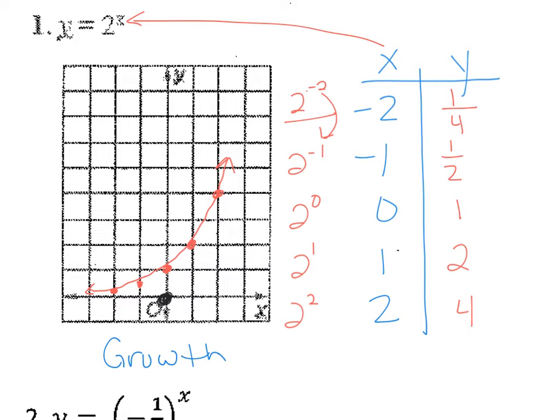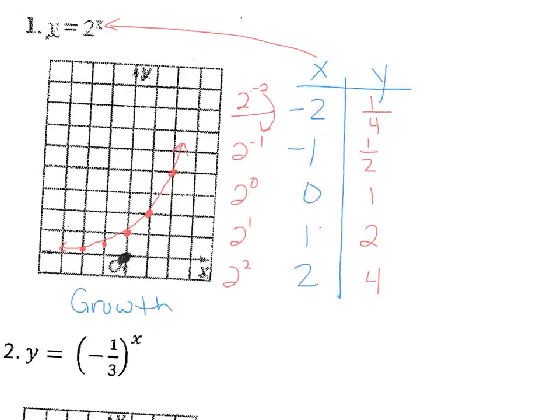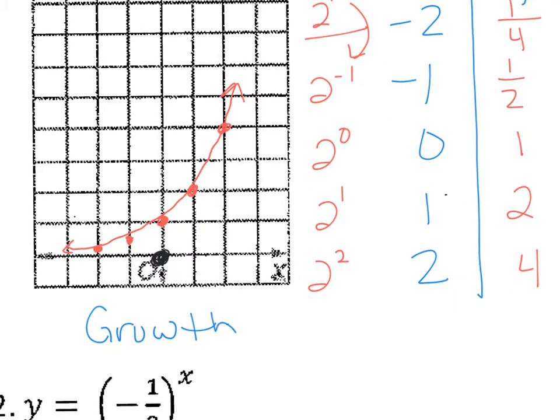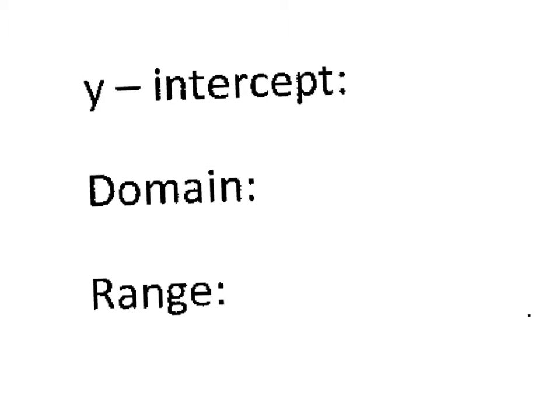Okay. All right, so now let's take a look at some of the other things we need to get here. Okay, the y-intercept. So the y-intercept, where does it cross the y-axis? Now, the nice thing about this is it is always going to be in our table right here. Okay, so 0, 1 is our y-intercept. So over here, y-intercept is going to be 0, 1.